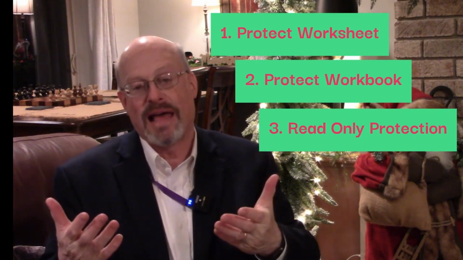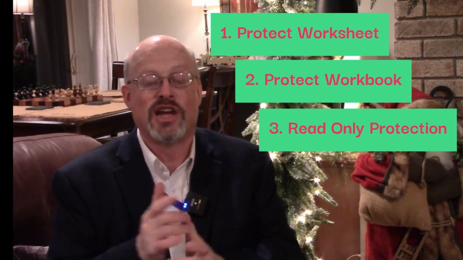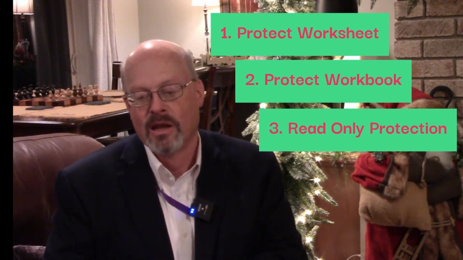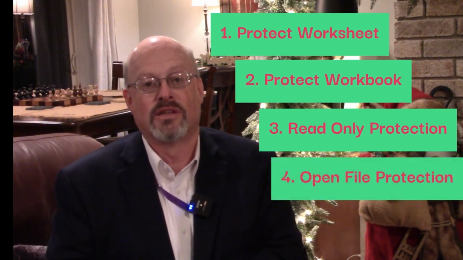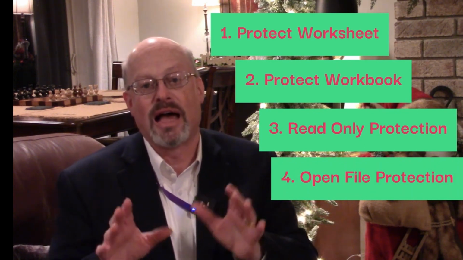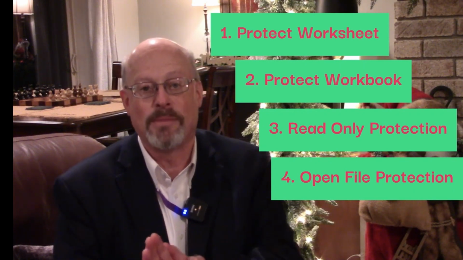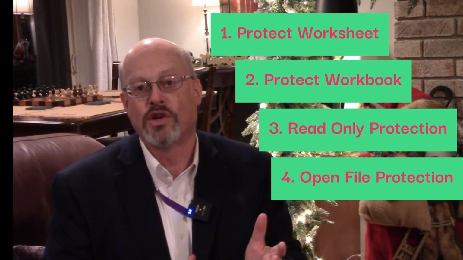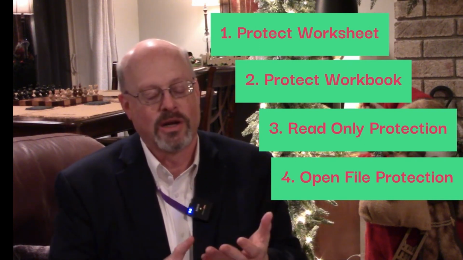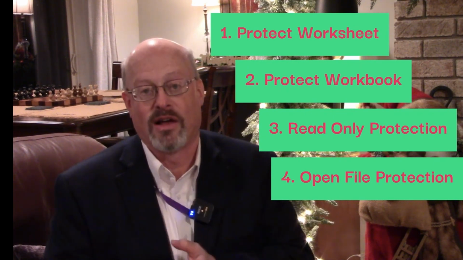If you use the password on a read-only Excel file, that allows you to go in and change anything in that worksheet and actually save it back with its original name. The final level of protection is the open file password. That password is the highest level of password protection, and it's the only kind of password protection that you cannot bypass. In a previous video, I showed you how to bypass the worksheet protection and the workbook protection. In this video, I'm going to show you how to bypass the read-only file protection.